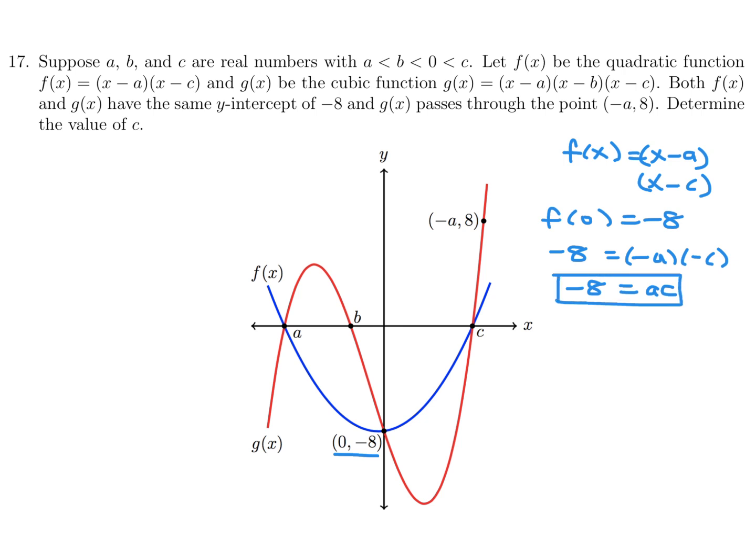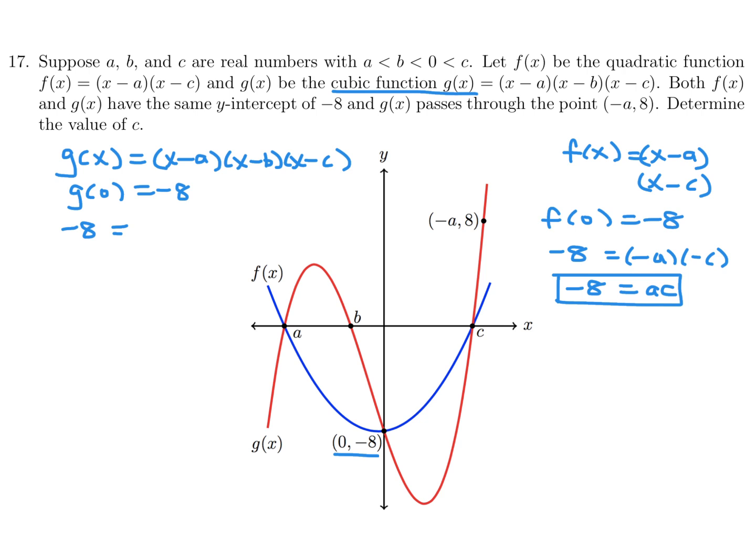Now let's go back to the cubic function, which is g at x. Let's do that over here. So g at x, that is x minus a times x minus b times x minus c. And let's stop with the same point. So g at 0 would be negative 8. So that means negative 8 would be minus a times minus b times minus c. So minus 8 is minus ABC. Is that right? Yeah, I think so.